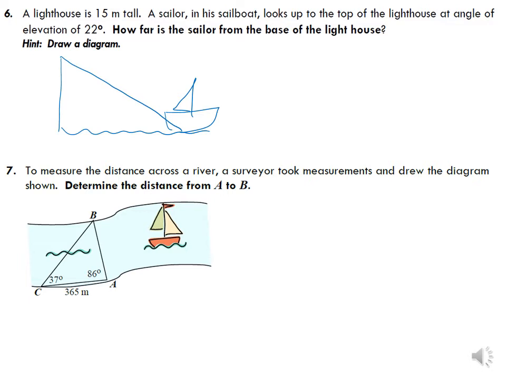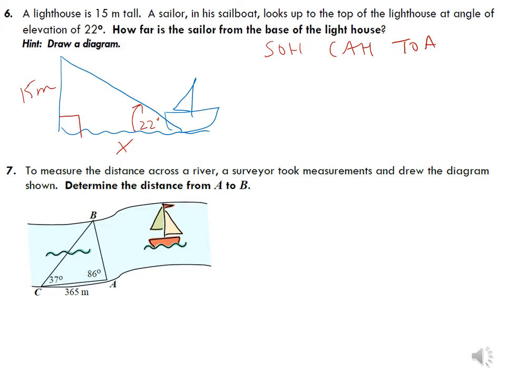Unless I've told you otherwise, anything that meets the water, meets the ground, assume it's 90. I told you the lighthouse is 15 meters tall. Angle of elevation, remember, always goes up. So up off the water in this case, 22 degrees. And we want to know how far the sailor is from the base. So we're looking for that. You see 90, again, Sohcahtoa.